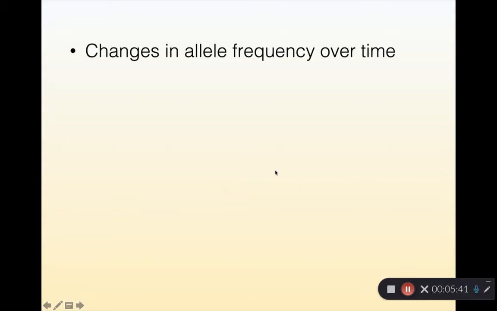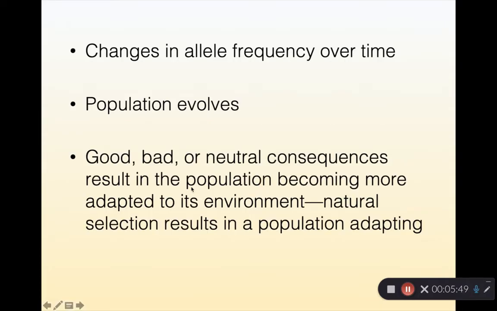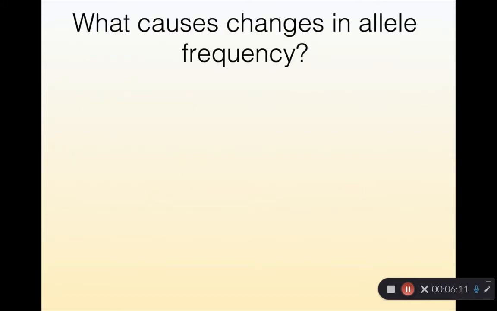So again, changes in allele frequency over time. What does that mean? Ultimately, this means a population is evolving. And this could have good, bad, or neutral consequences, as a result of a population becoming more adapted to its environment, or as we talked about previously, natural selection results in a population adapting. And now we're looking more specifically at how genetics is influencing that.